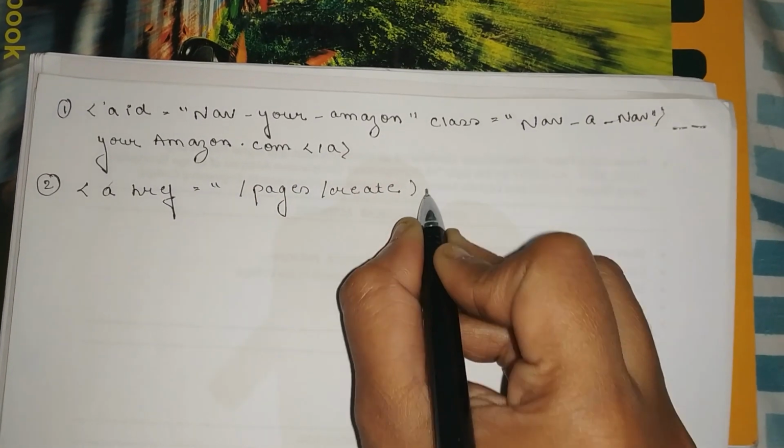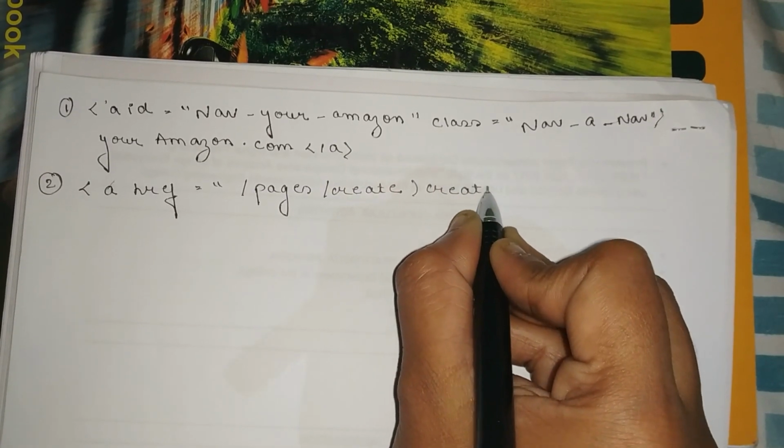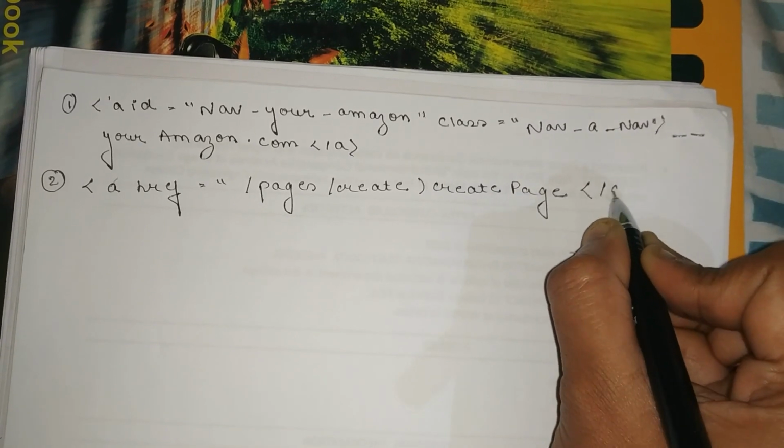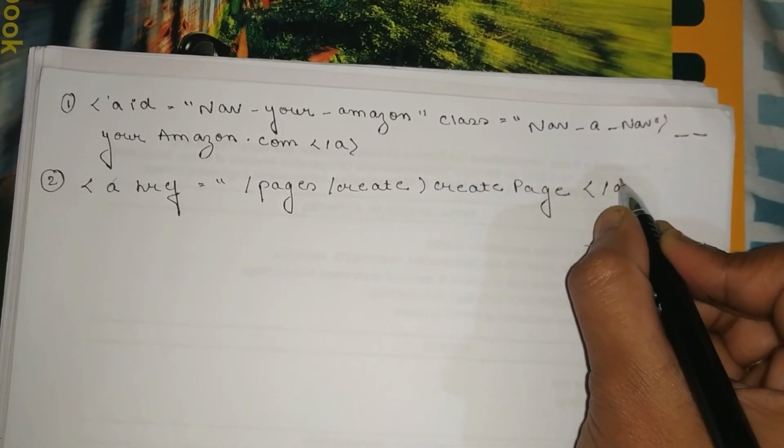These are all HTML code. Okay, this is the create page. Of course, you have some basic knowledge of HTML. This is the visible text in your UI.